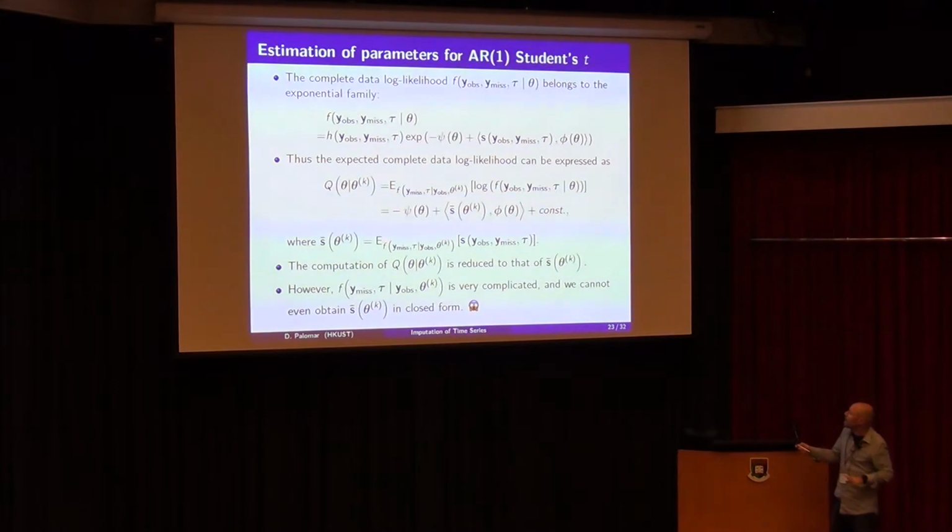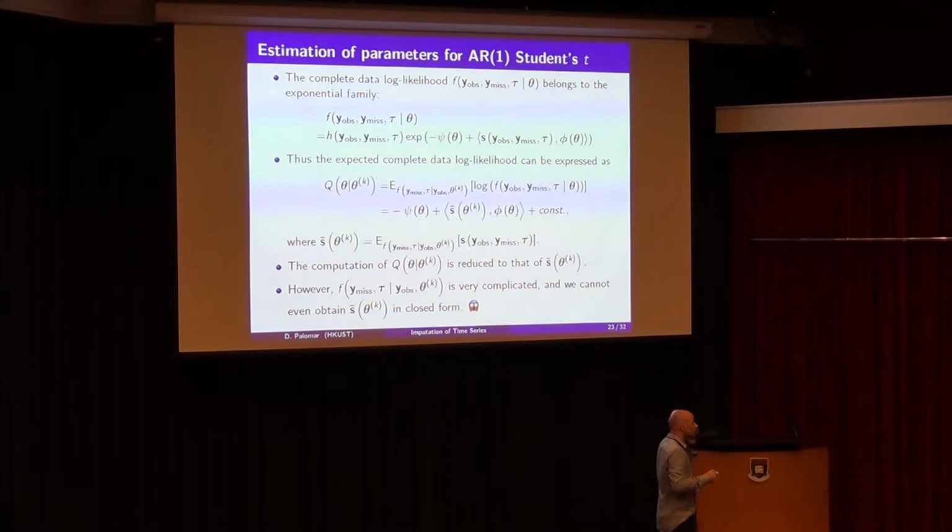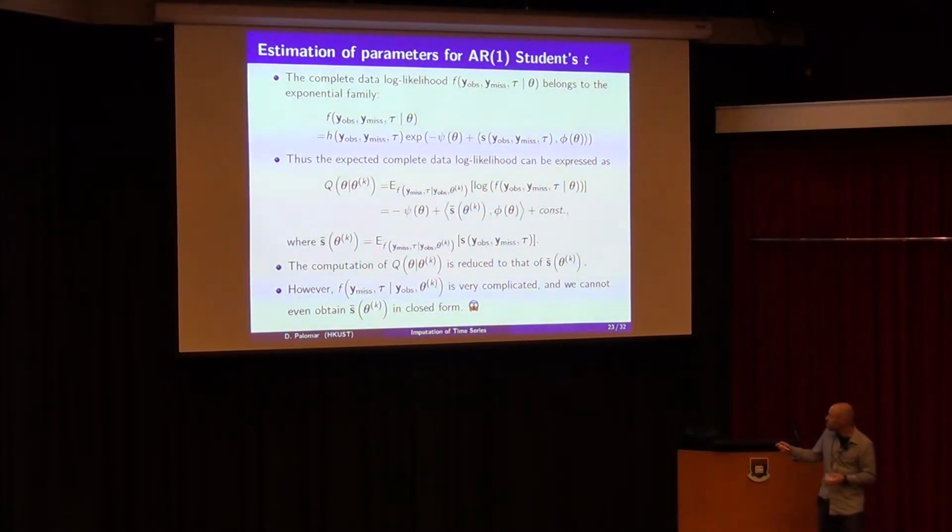You manipulate things. And at the end, the only thing you need to compute is this: the expected value of this vector of the sufficient statistics. The problem is that it cannot be done in closed form. Even this simple expected value cannot be done in closed form. So we are a bit stuck here.